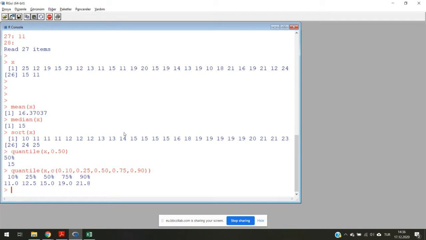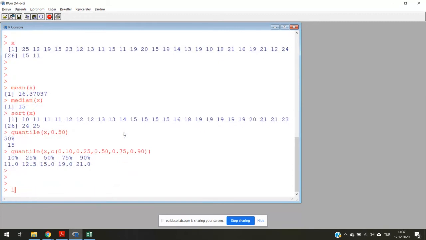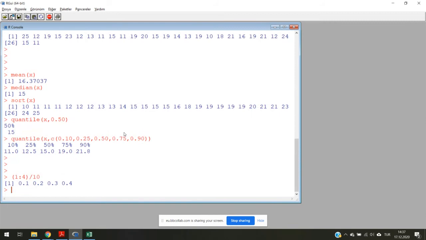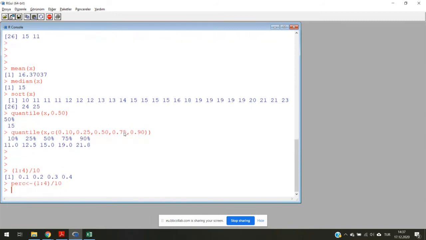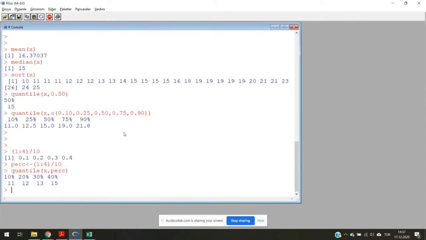Okay, so this can produce multiple quantiles if the quantile percentages are given in a vector. So let's just say I am interested in the 10%, 20%, 30%, and 40% quantiles. Okay, so I'm just going to store these values in the percentage vector, and if I write quantile and then I write here the percentage vector, then I will get the 10, 20, 30, and 40% quantiles of my sample data.